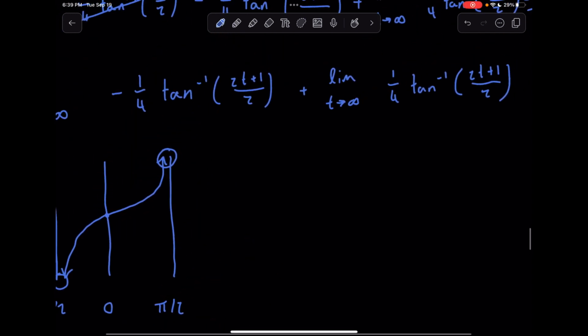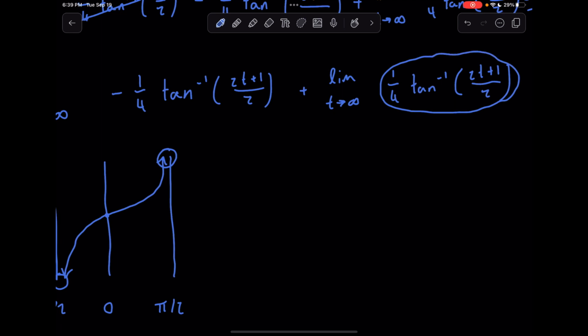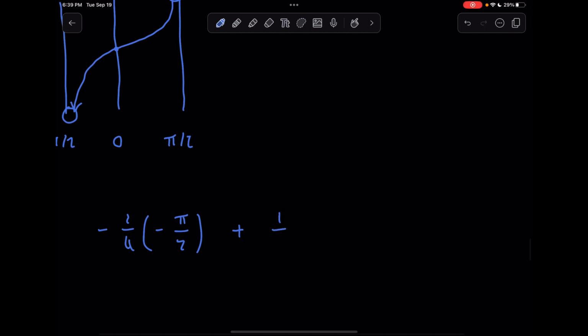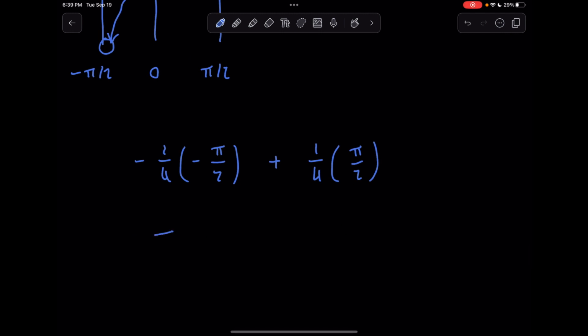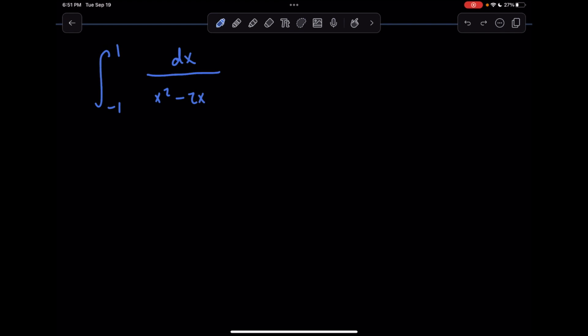And over here, we're looking at where it approaches infinity. In that case, it's at pi over 2. So this is plus 1/4 pi over 2. Now we can rewrite this. So this is positive pi over 8 plus pi over 8, which is simply 2 pi over 8 or pi over 4. And that means that this integral converges, and it converges to pi over 4.